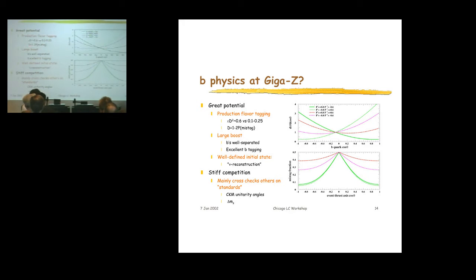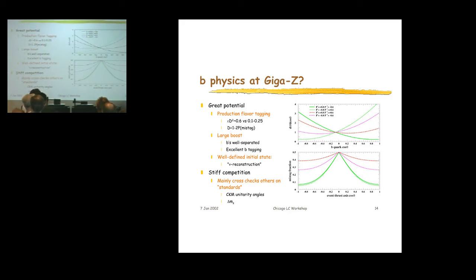There's also large B boosts, so the Bs are well separated, and you can do very nice, clean B tagging, and you have a well-defined initial state, so you can really do neutrino reconstruction quite well, which has been used quite effectively by LEP.